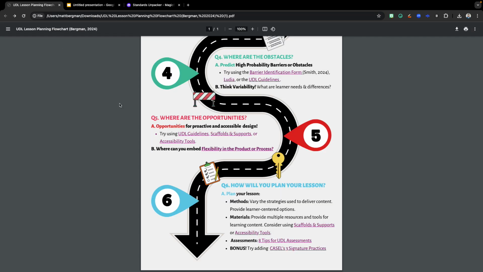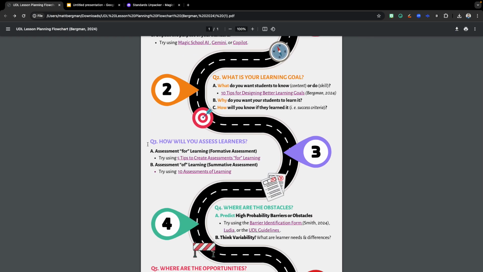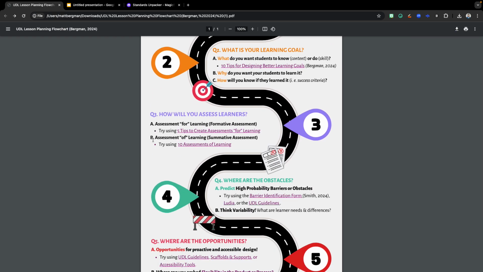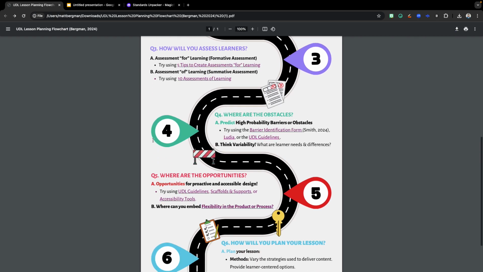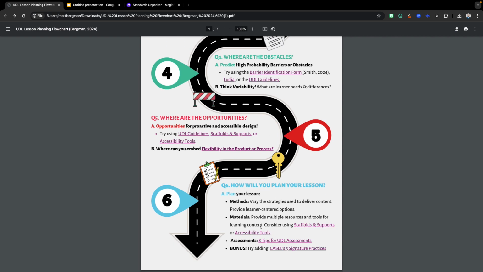So that's why we designed this particular UDL lesson planning flowchart. It begins with the standard, transitions to your goal, and then it starts coming up with what's your plan to assess students. And then let's start thinking in terms of obstacles and opportunities. And then let's start planning our lesson.